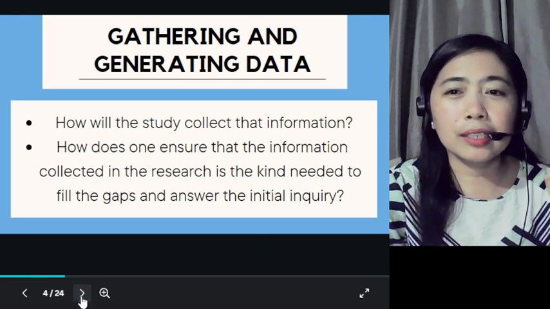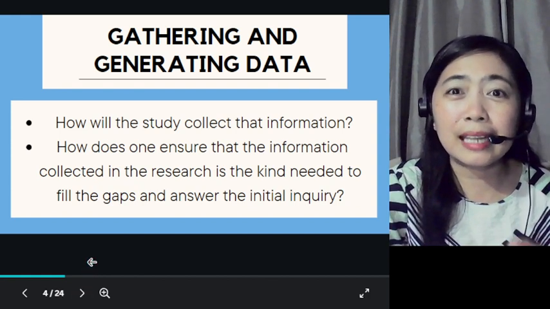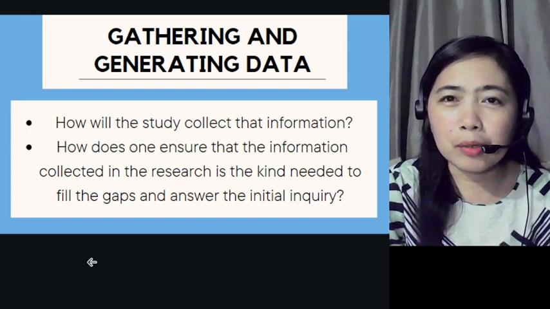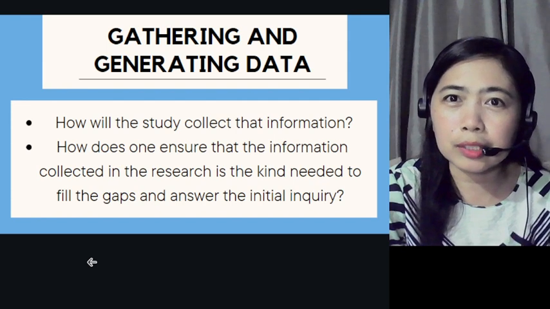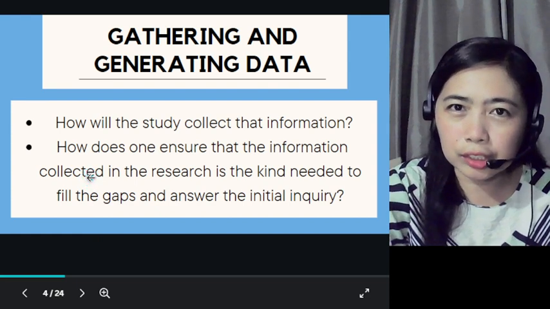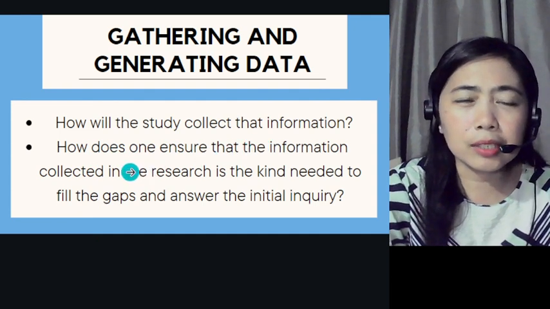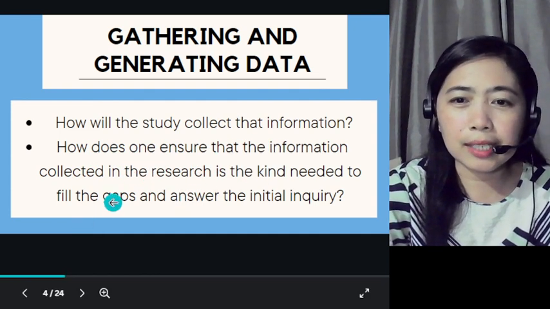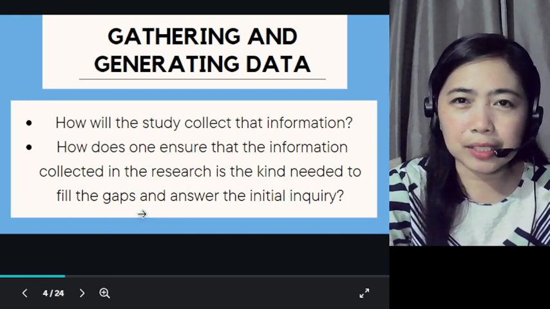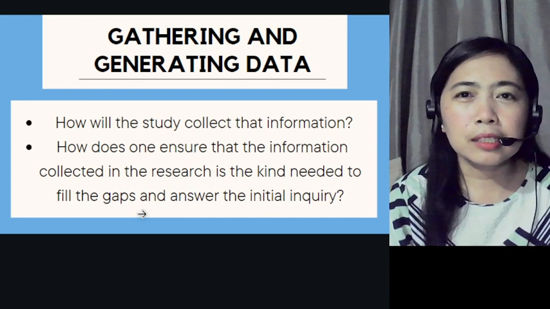Okay, so here in chapter 3, in the methodology, you explain narratively, or you narrate, why you conducted this study, or why you are generating this data. Okay, here, these are other questions that you can answer. How will the study collect that information? How does one ensure that the information collected in the research is the kind needed to fill the gaps and answer the initial inquiry?